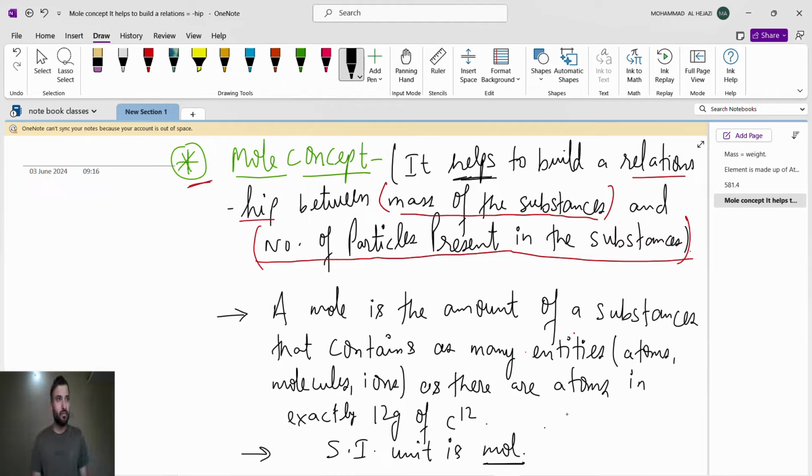Okay, if I will tell you 1 mole of water, and I will give you, take this 1 mole of water. This is 1 mole of water. Tell me how much mass of water in this. Okay, so this thing we are going to study, and that is very easy.